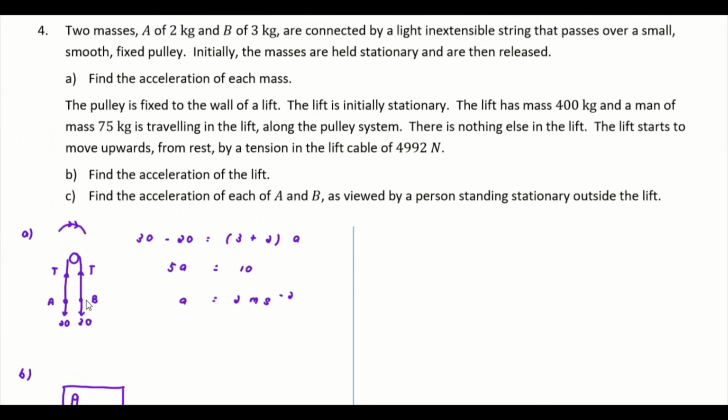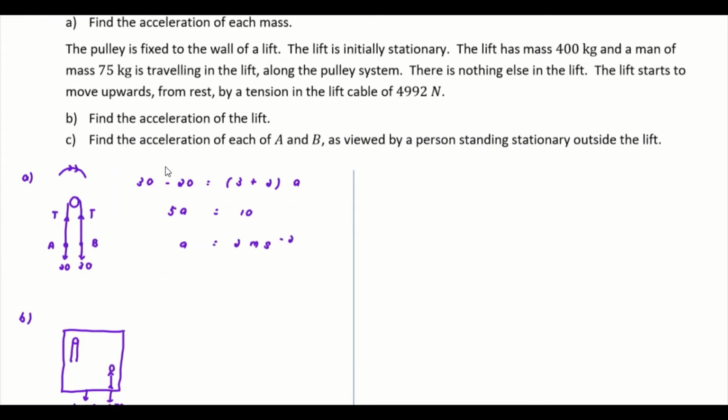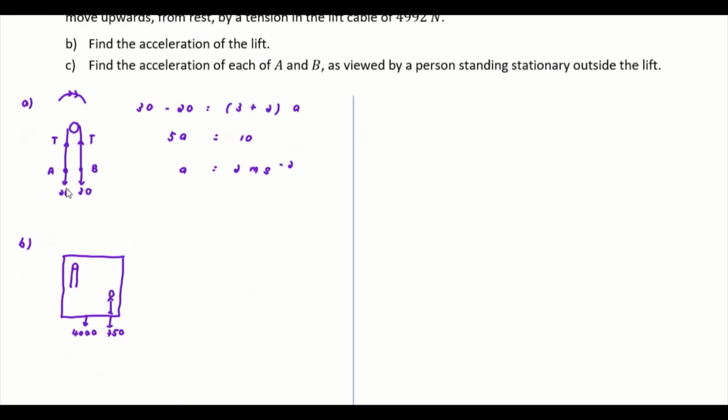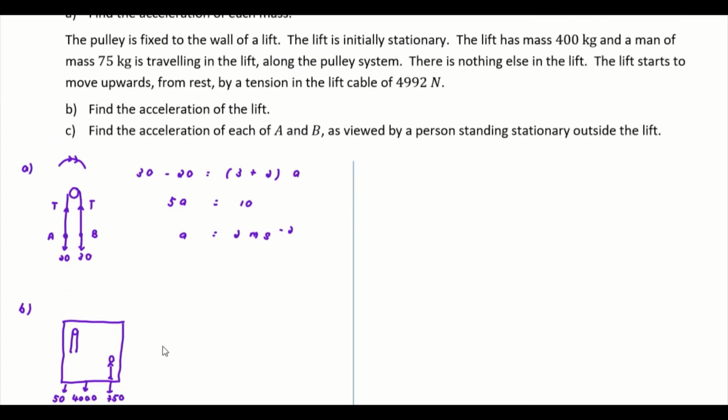So you can see that they give you that this pulley is a small one. So you can imagine that the string and also the pulley don't contribute any weight here, because it's a very light one. But we need to take into consideration the particles A and B. So that's 2 kg and 3 kg, so total 5 kg, so the total weight is 50 from the pulley system. Okay, so this is what we have. Then after that, there's nothing else in the lift, and the lift starts to move upwards from rest by a tension of 4,992. Okay, so now what we need to do is to find out the acceleration of the lift.